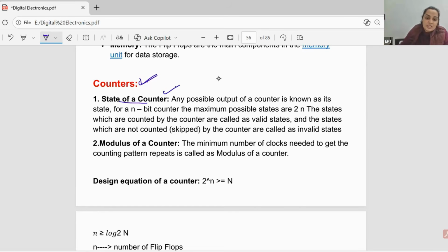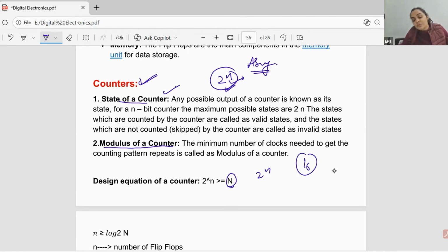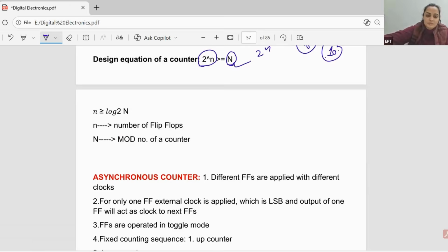So the number of possible states in the counter is going to be 2 raised to power n in case of asynchronous, right? And what is the modulus of the counter? Suppose out of 2 raised to power n, this value is 16. So out of 16, if I am using only 10 states, then that will be known as the mode of the counter, right? So out of 2 raised to power n, if I am using only m number of states, then this is known as the modulus of the counter, right?